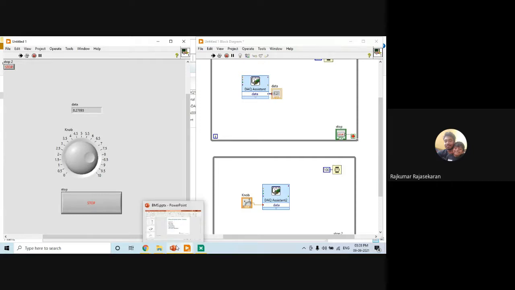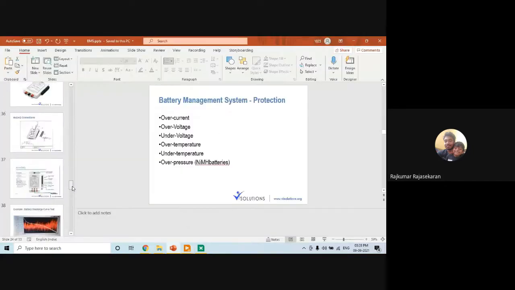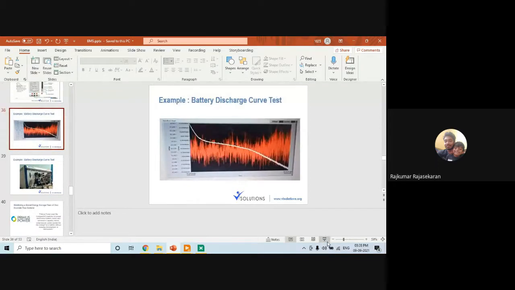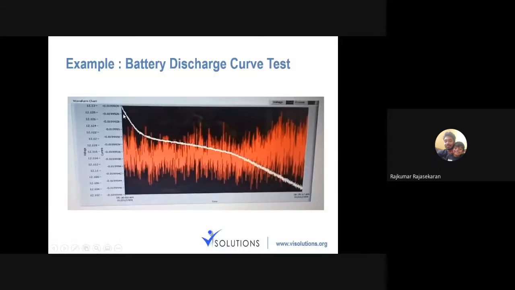Something like that has already been done by us. For example, here we have made a battery discharge curve test, where we continuously measure both voltage and current of a battery which is connected to a load, and we are trying to see how it keeps profiling. This was done over a period of, I think, one and a half hours, or something like that. One hour exactly.